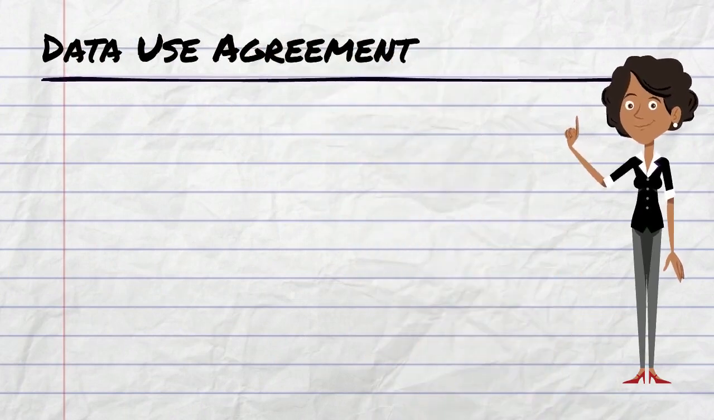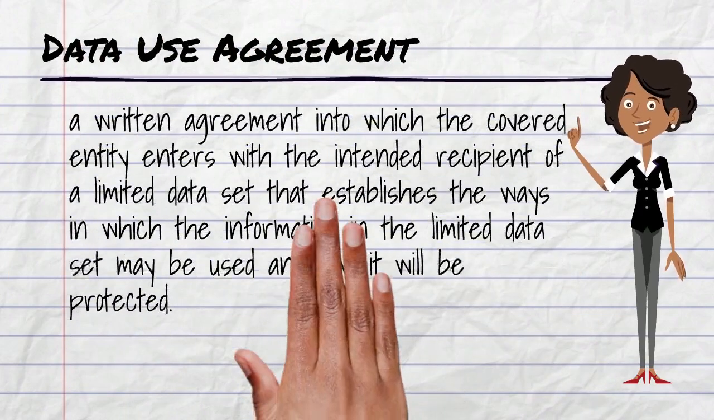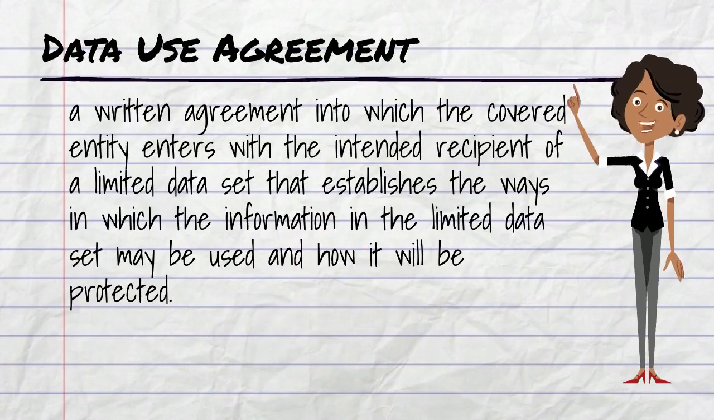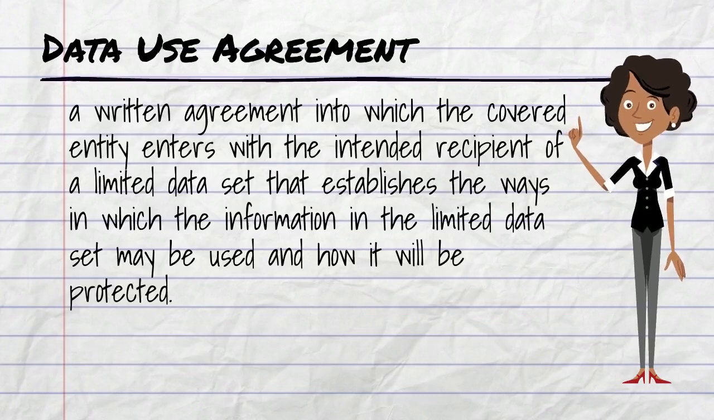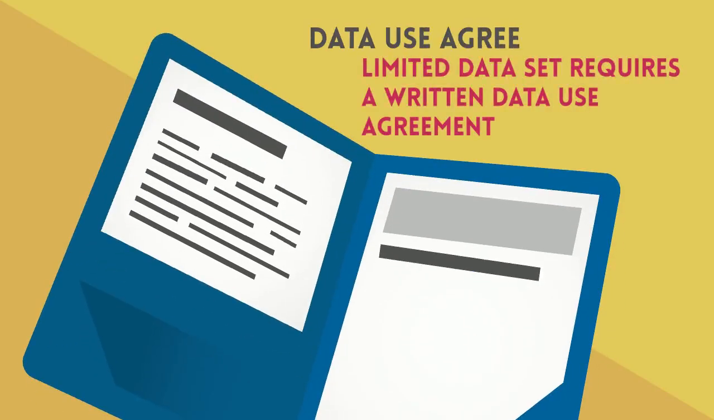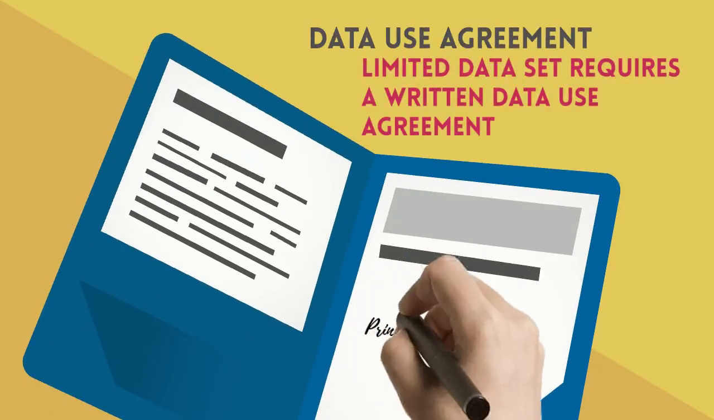A data use agreement is a written agreement into which the covered entity enters with the intended recipient of a limited data set that establishes the ways in which the information in the limited data set may be used and how it will be protected. Using a limited data set requires a written data use agreement.